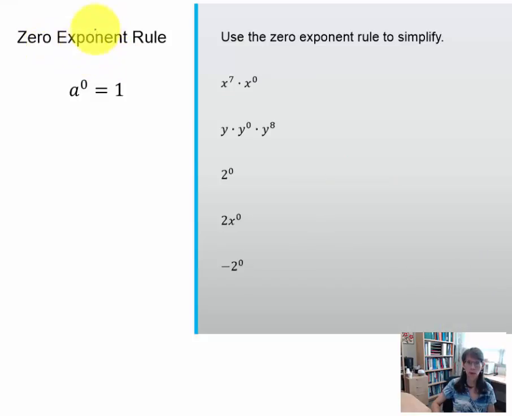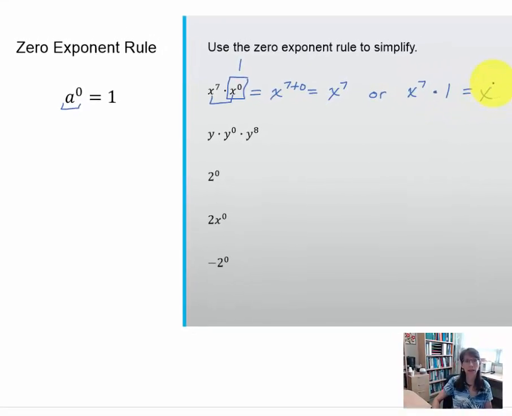Here we have the zero exponent rule. When your base is raised to the power of 0, that will equal 1. So in our first example, x to the 7 times x to the 0. We do have a common base of x, so we could use the product rule and say x to the 7 plus 0, that equals x to the 7th. Or we could see it as x to the 7th multiplied by x to the 0, we know is worth 1. So x to the 7th times 1 is still x to the 7th.